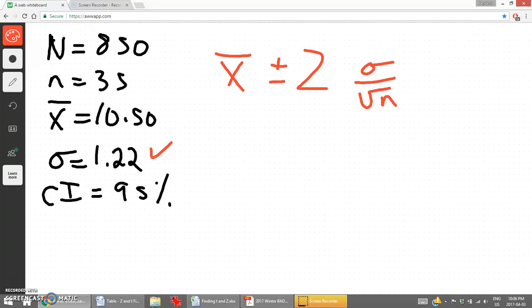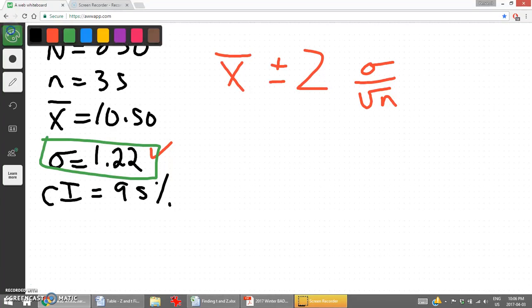If this value here was not known or given to us, we would have to use the sample standard deviation. Once we use the sample standard deviation, or S, we then can't use a Z value. We then have to use what we call the T value to develop this confidence interval.